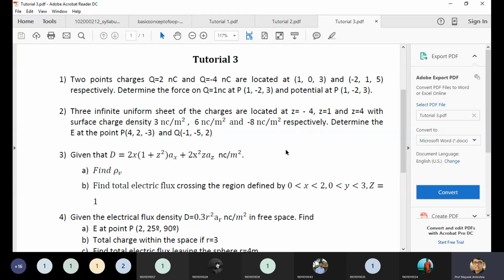So if you know the generalized equation of the force as well as the electric field intensity, you can easily find the answer. You just follow some steps to find the force, and at the same time you would also find the potential at a particular point. But to find the potential, you require E is equal to minus del V.